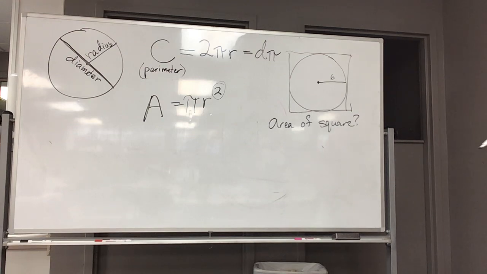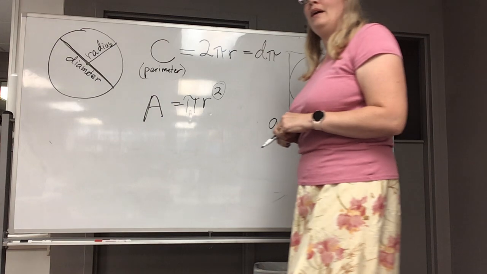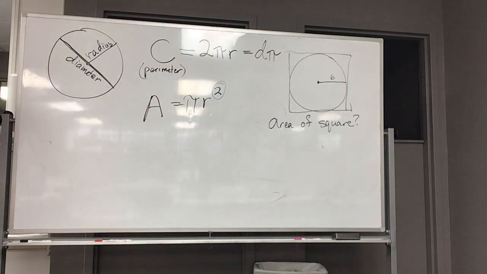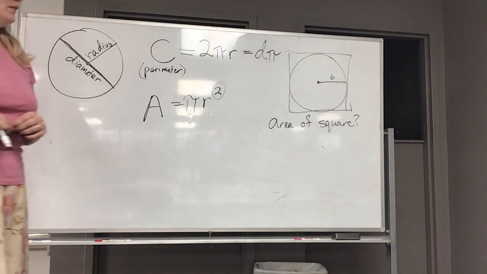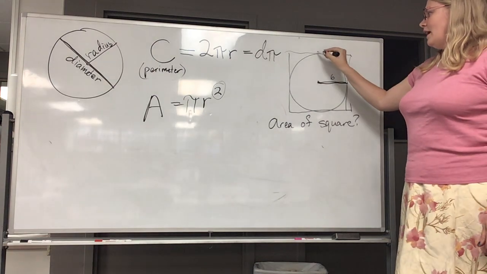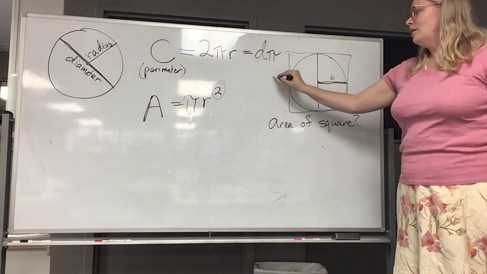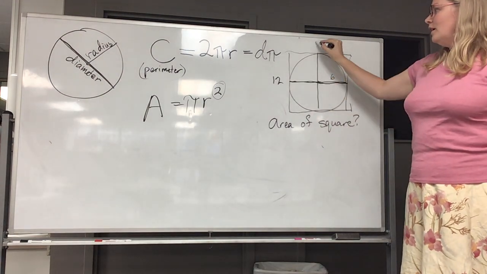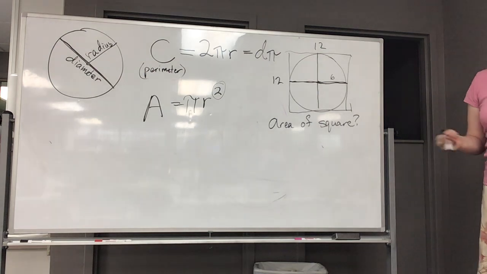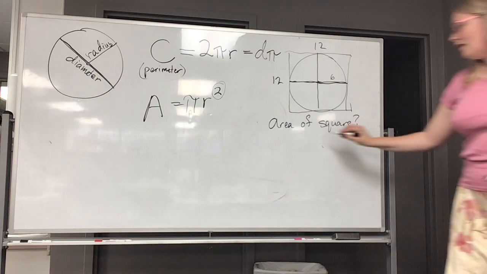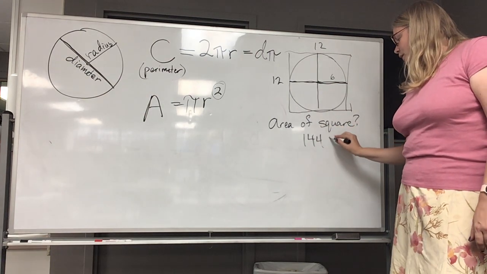My first hint is that if you are doing anything with pi, you are making this problem too difficult. If our radius is 6, then our diameter, total distance across, is 12. And in the other direction, it's also 12. It's a square, it's a circle, it's the same in both directions. What's 12 times 12? We have 144 units squared.